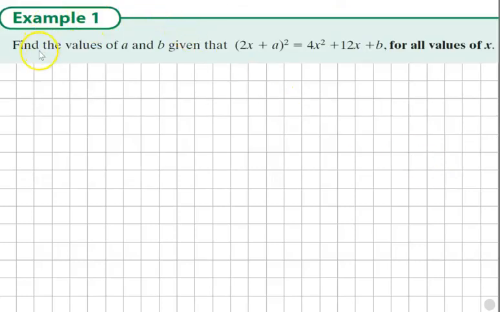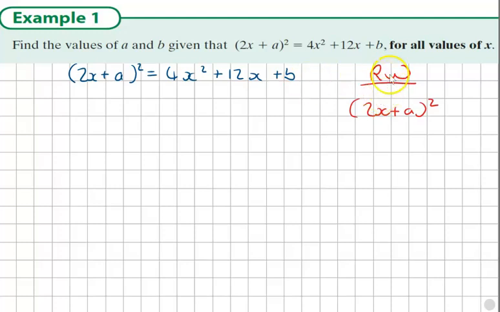Example 1. Find the values of a and b given that 2x plus a, all squared, is equal to 4x squared plus 12x plus b for all values of x. So we start with what's given: 2x plus a, all squared, equals 4x squared plus 12x plus b. I'm going to do rough work over at the side here. I'm going to work out 2x plus a, all squared.